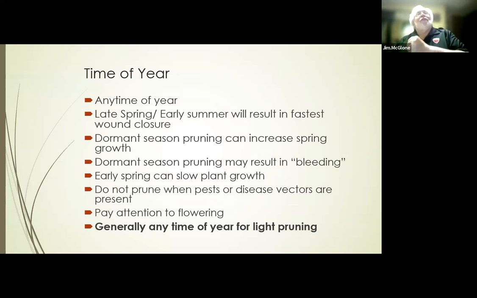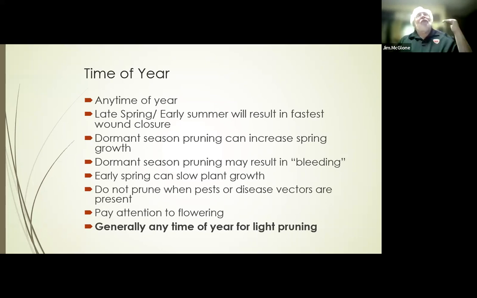Some other considerations: when we prune in late spring or early summer, so we're talking about June or July, you're going to get your fastest wound closure because the tree is actively putting on diameter growth at that time. So as I said, the secondary meristem is responsible for wound closure, and it's going to be most active at that time of the season.